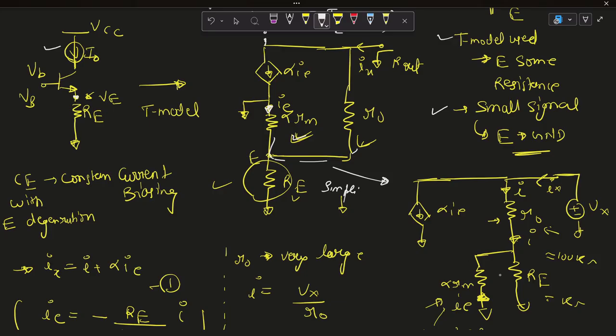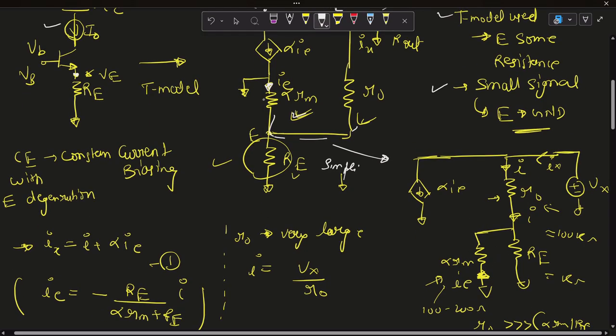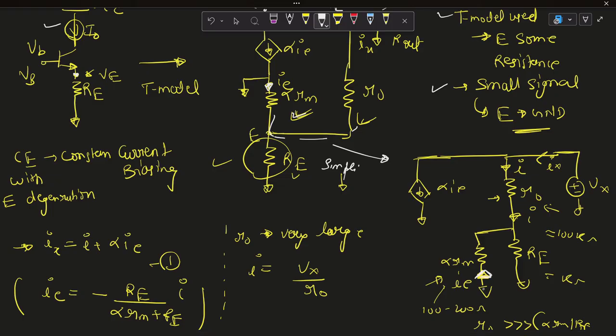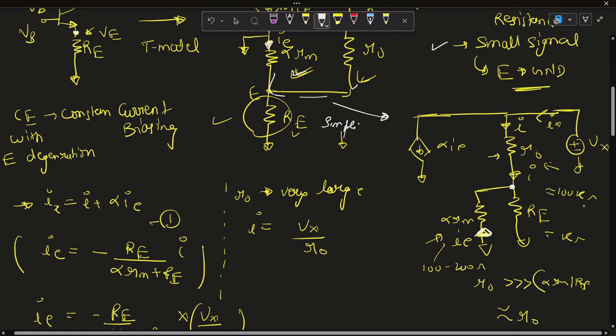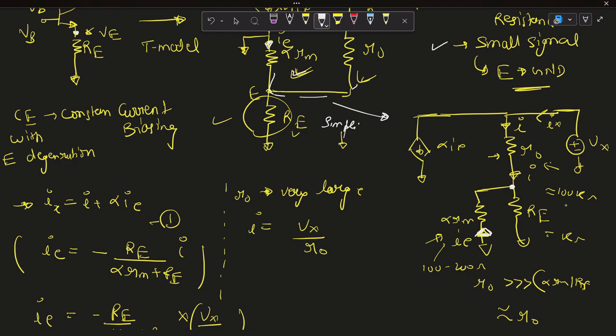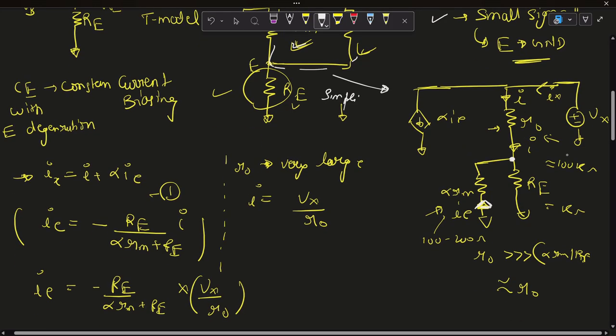So I'm showing this here, and there is a current flowing in Rm, which is shown by this current alpha I as it is going to this node. Okay, so to find output impedance in any circuit, we have to give a constant voltage source and measure the constant current, and the ratio of these two parameters will give output impedance. So Ix current is equal to I current plus alpha Ie.